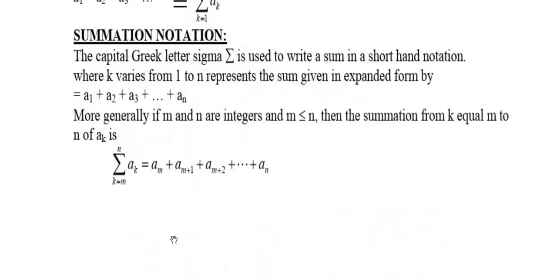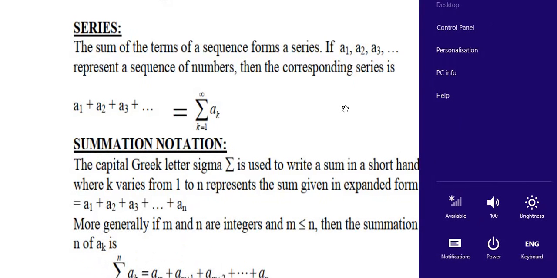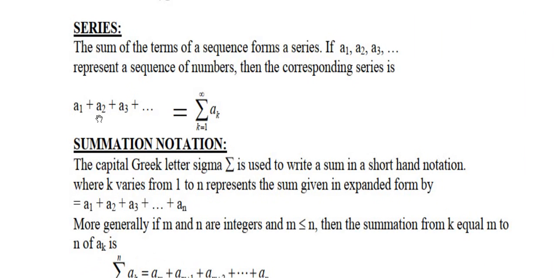Now there is another definition, of series. The sum of the terms of a sequence forms a series. If we want to define series, we already discussed sequences, and when we add the terms of a sequence, then it will be called a series. For example, we have a sequence a1 comma a2 comma a3 comma dot dot. When we write it in this form, a1 plus a2 plus a3 plus dot dot, it means this will be a series, and we can write it in summation form.